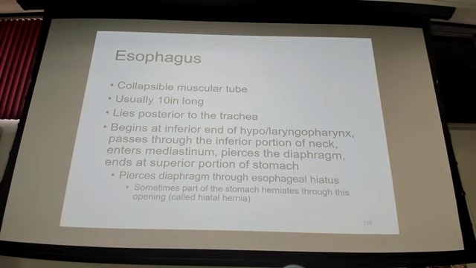Posterior to the trachea, why? Give me a reason. Because the trachea has cartilage rings in it. It's not collapsible, right? The esophagus is collapsible. If the esophagus was in front, it'd be really hard to do anything, right? Okay?